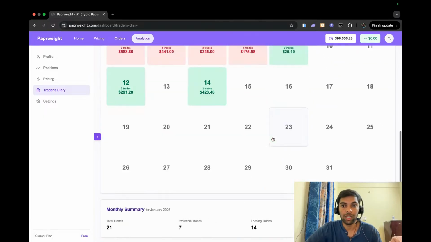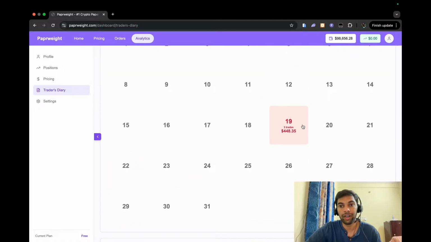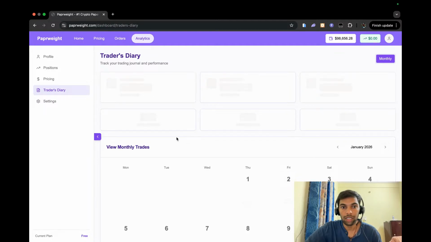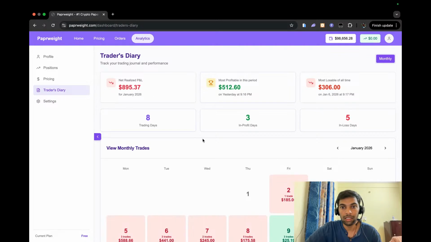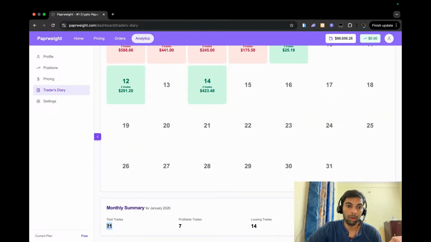So you can just do it like this, and let me show you the December chart as well. In December I took only one trade, and that is in loss. This will tell you about the trading days. Here the number of trading days is 8 in January, 3 are profitable days, and 5 are in loss. Most profitable trade and most losing trade, and all those things. It will also tell you about total trades in January.